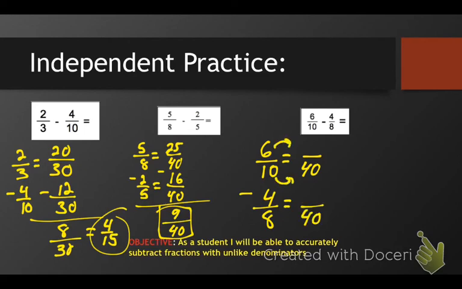6 times 4 is 24. Okay, how does 8 become 40? Well, you multiply by 5, do the same thing to the numerator. 4 times 5 is 20. Ladies and gentlemen, we have 24/40 minus 20/40, and that would simply give us 4/40. Unfortunately, that can be simplified.